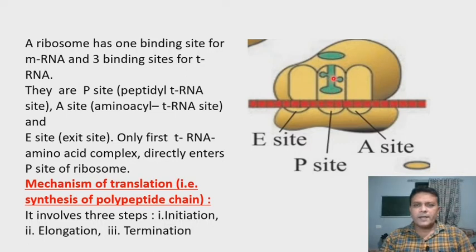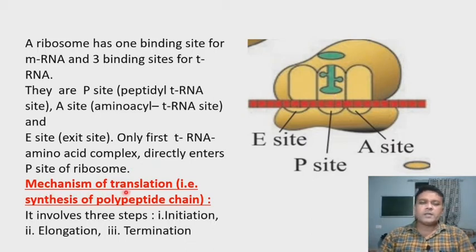Now here is the tRNA and here is one of the amino acids. So only the first tRNA amino acid complex directly enters the P site of the ribosome, and the process of protein synthesis starts. Then, the mechanism of protein synthesis or translation.